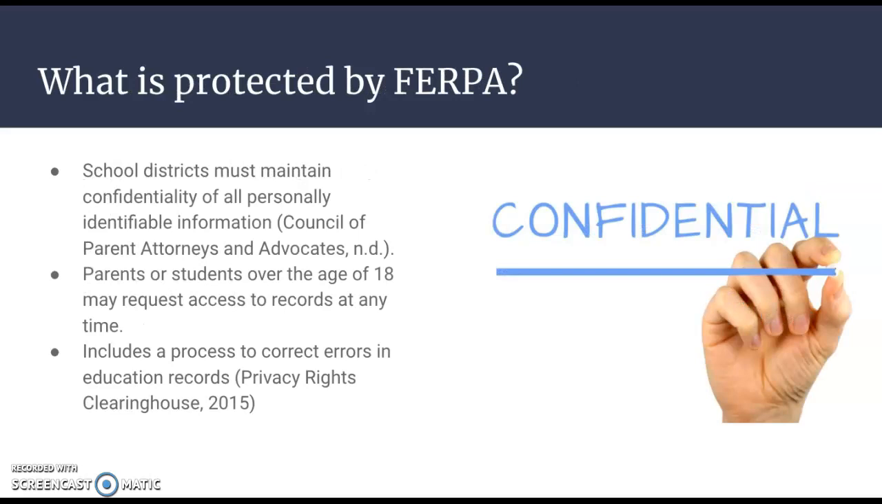So what is protected by FERPA? Well, school districts are required to maintain the confidentiality of all student personally identifiable information and their education records. So parents or students over the age of 18 can request access to their records at any time. If at any time they see that there is an error in the records or something they don't agree with, they can apply to have a hearing to have that error corrected as well. All of those things are afforded to our families under FERPA.